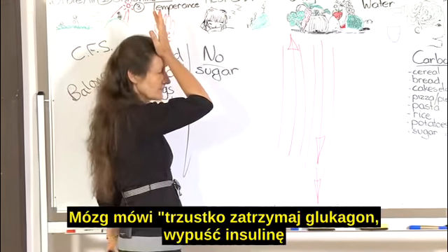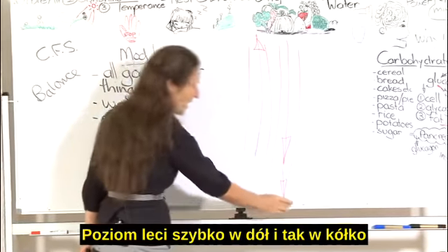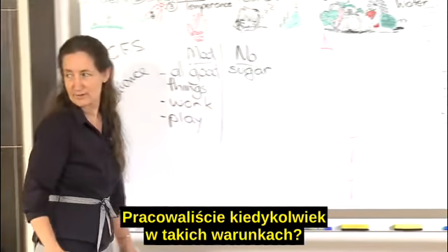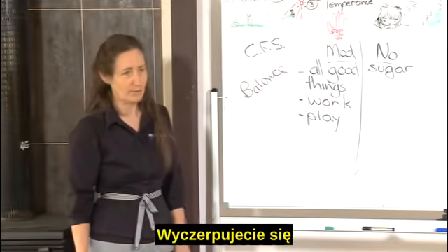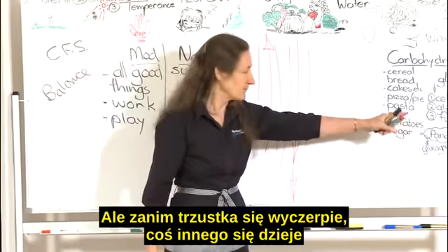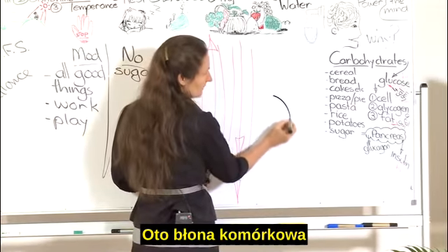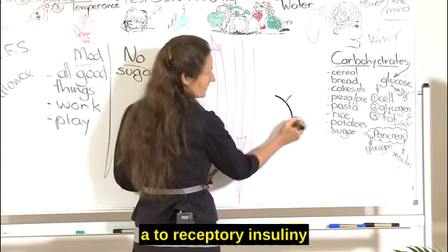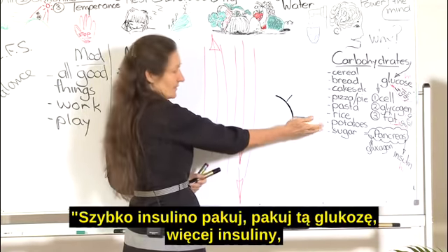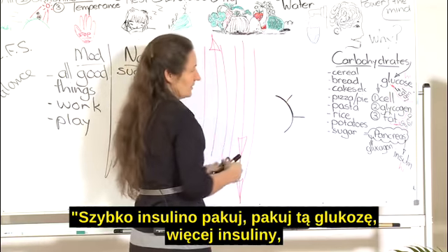Oh, no! Brain says, pancreas, stop the glucagon. Release the insulin. Oh, no, we're too... Stop the... Have you ever worked under such conditions? You wear out. And that's exactly what pancreases are doing. But before pancreases wear out, something else is happening. Here's the cell membrane, and here's the insulin receptor site. And when that's happening, it's quick, insulin, get that glucose in, more insulin.